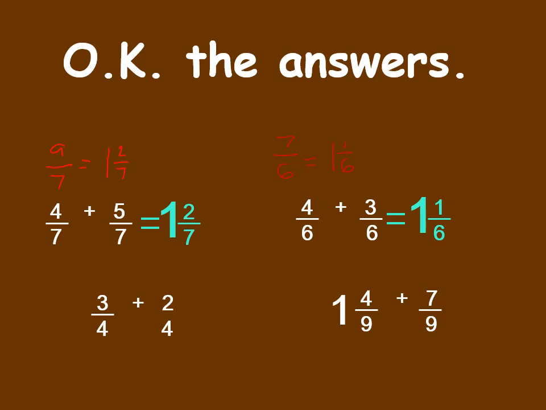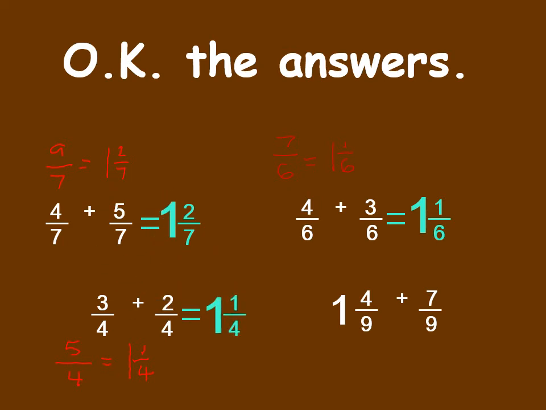Next one, we've got 3/4 plus 2/4. Oops, I've managed to make the line disappear there. I'm sure it'll come back when we look at the answer. So 3/4 and 2/4, we're dealing with quarters. 3 and 2 is 5. So how many 4s go into 5? 1. How many is left over? 1/4. Let's see if I'm correct.